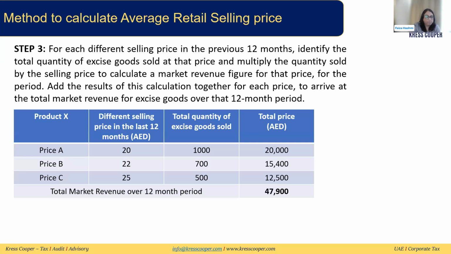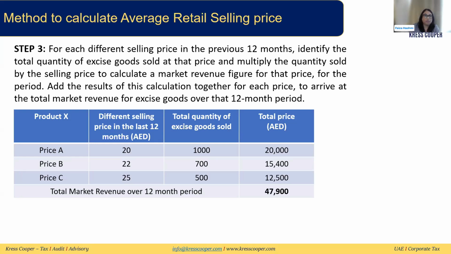Then the next step is that for each different selling price in the previous 12 months, we need to identify the total quantity of excise goods sold at that price and multiply the quantity sold by the selling price to calculate a market revenue figure for that price, for that one year. Then we add the results of this calculation together for each price to arrive at the total market revenue for the excise good over the 12-month period.